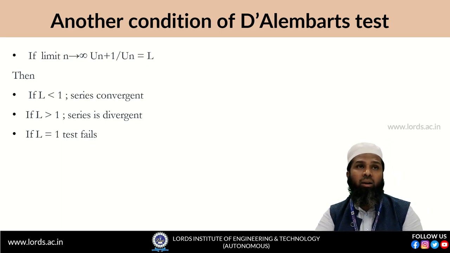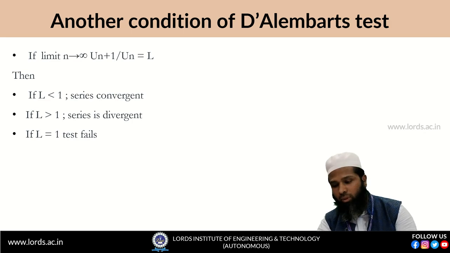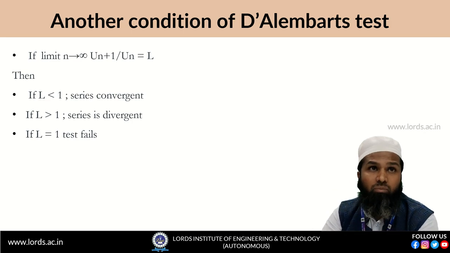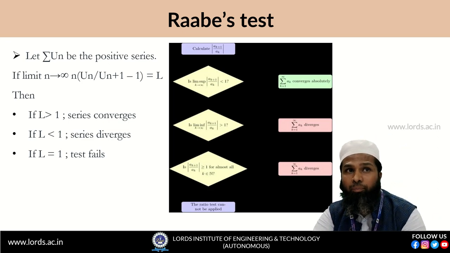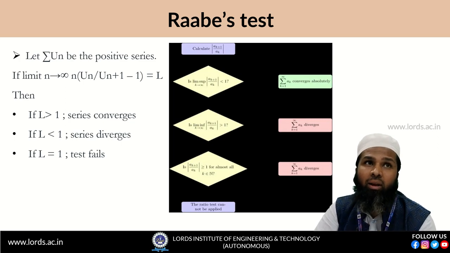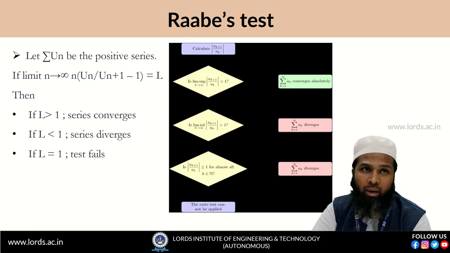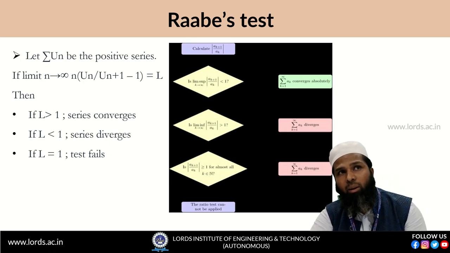So the condition is applicable according to the formula we are going to choose, whether limit n tends to infinity of un by un plus 1 or un plus 1 by un. Let us try one example so you can understand. And just now I told you, what do we have to do if the ratio test fails? If the ratio test fails, one can go for Raabe's test. At that particular point, you can apply Raabe's test. And again, this is for positive series.